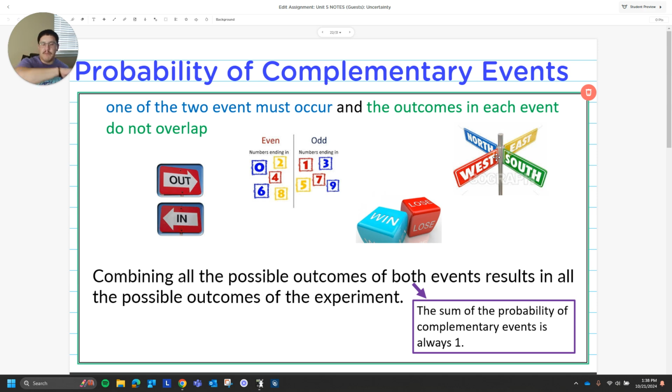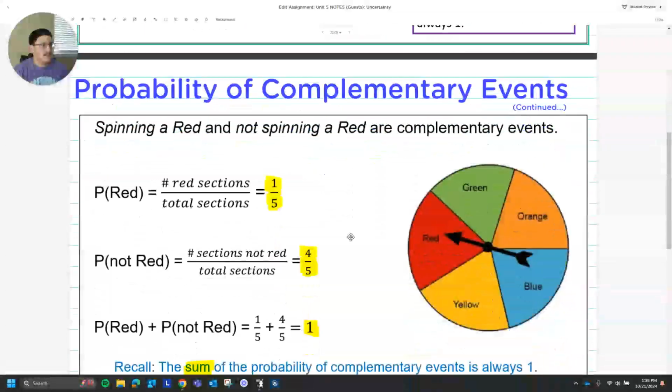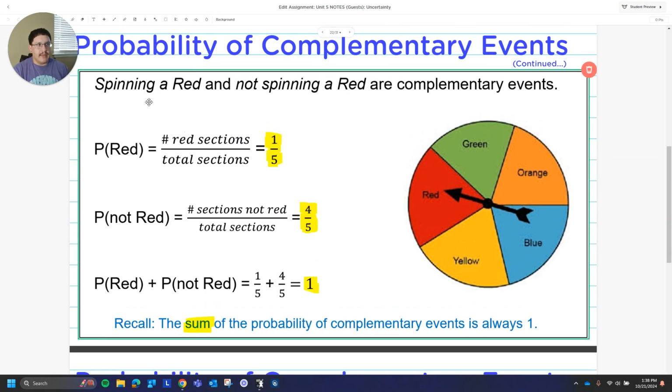A better way to say the north-south thing is if you go north, well, you could also go south. If you go east, well, then you could also go west. Each event has a complementary opposite event. So, what do I mean by this?